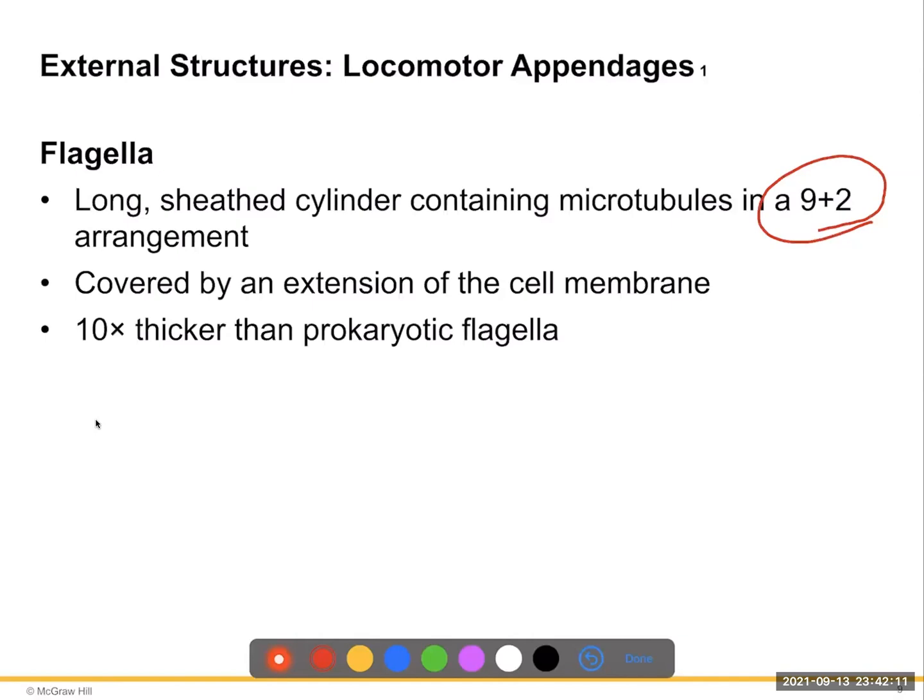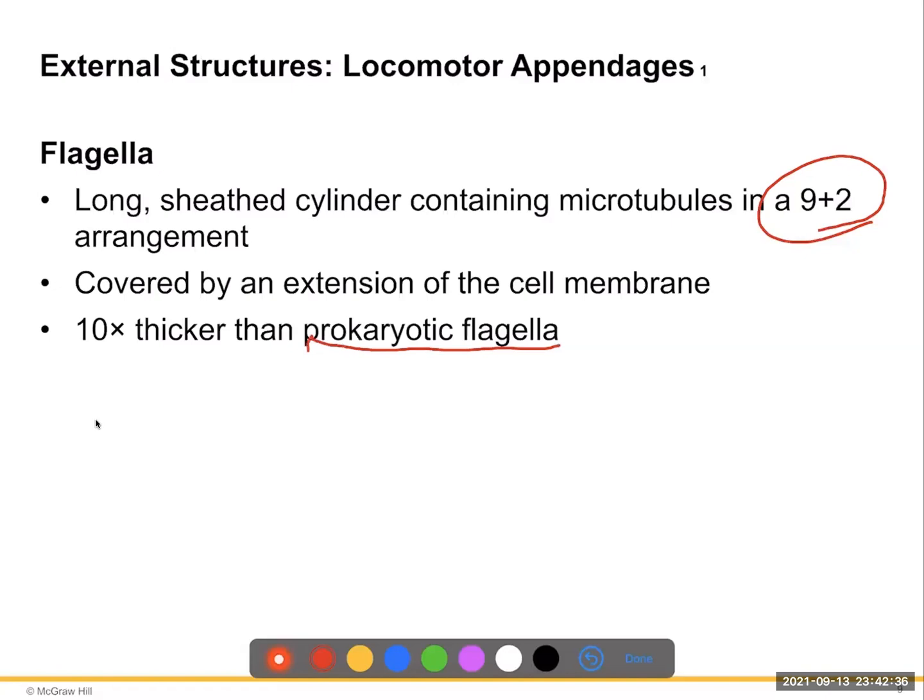Okay, it's carried by an extension of the cell membrane. Now the cell membrane doesn't stop and the flagella goes out of it, but the cell membrane continues around the flagellum. Okay, and it's 10 times thicker than the prokaryote. So the prokaryote, remember, these are the ones that have no nucleus. They're the precursors to the eukaryotic cells.